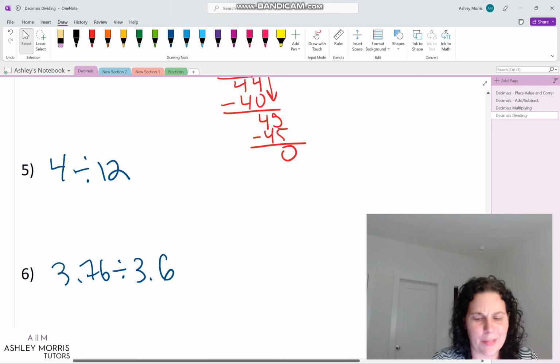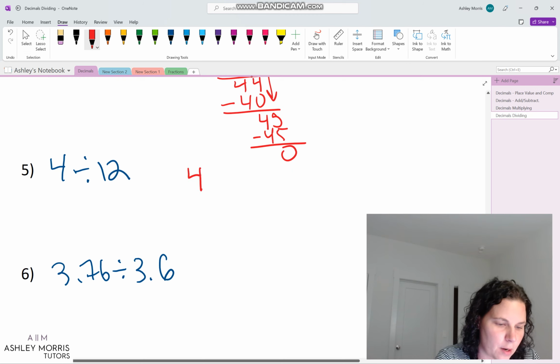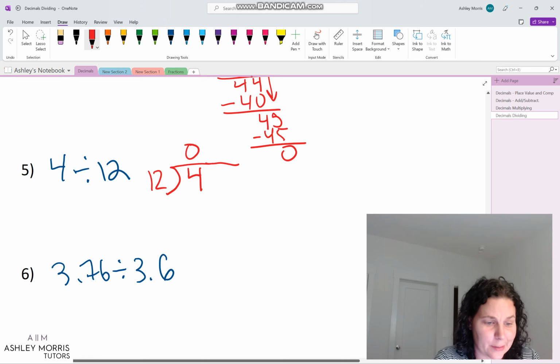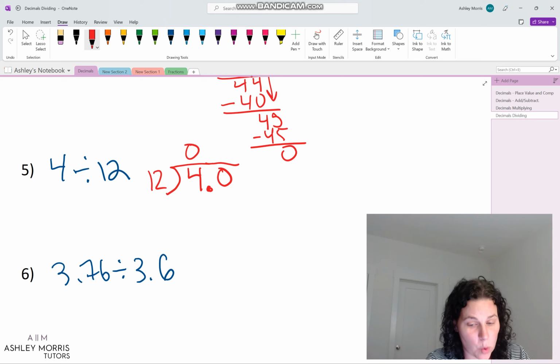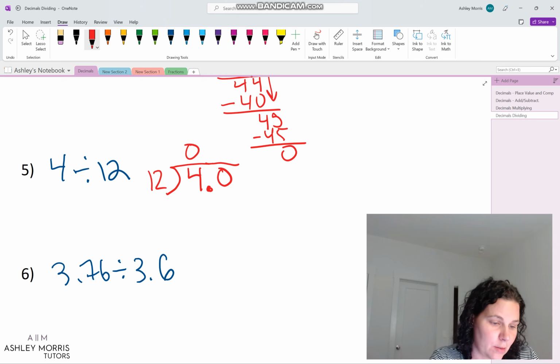4 divided by 12. That's okay, we can totally do that. 12 goes into 4 0 times, so I'm going to have to add my 0. And since it's a 4, we've got to put a decimal there and then put a 0. 12 goes into 40 3 times. That's 36. Subtract and I get 4 left over.